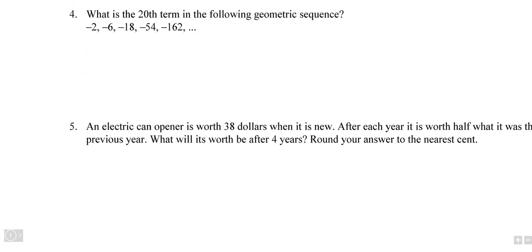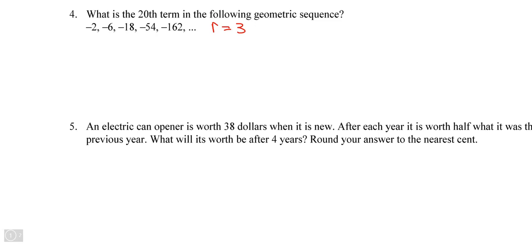All right, question number 4 says, what is the 20th term in the following geometric sequence? And we notice now here that all 5 of these terms are negative, which means that r is actually a positive number, but our first term is negative, which makes everything negative, right? So how do we find r again? Term divided by previous term. So if we say -6 divided by -2, that equals +3. So r equals 3. And again, to find the 20th term, you could keep multiplying by 3 until you get to the 20th term, but it's easier to use the explicit rule.